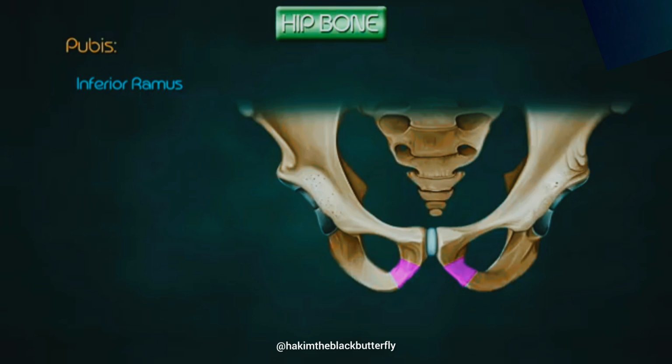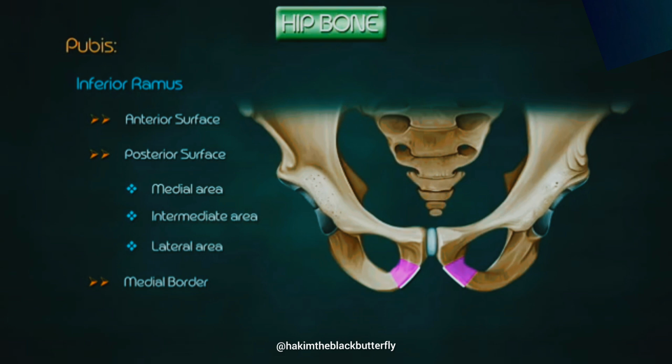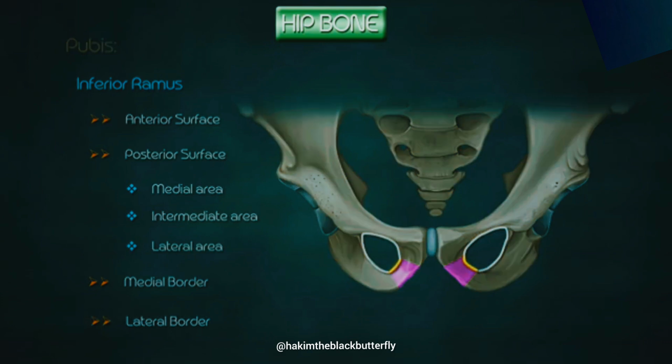It has two surfaces and two borders. Anterior surface. It is continuous with the anterior surface of the body. It is directed downwards, forwards, and laterally. Posterior surface. It is continuous with the posterior surface of the body above and with the posterior surface of the ramus of the ischium below. It is divided into three areas by two blunt ridges: medial area, intermediate area, and the lateral area. Medial border is more prominent in males. Lateral border forms the medial boundary of the obturator foramen and gives attachment to the obturator membrane.